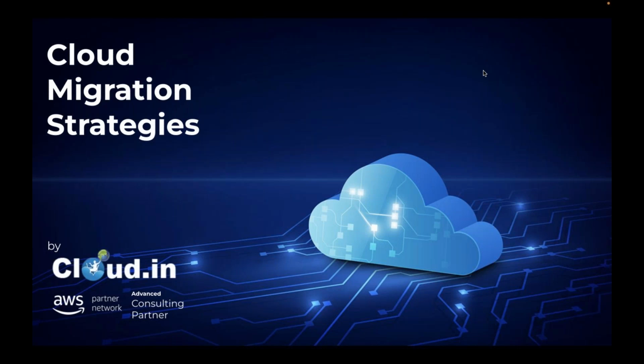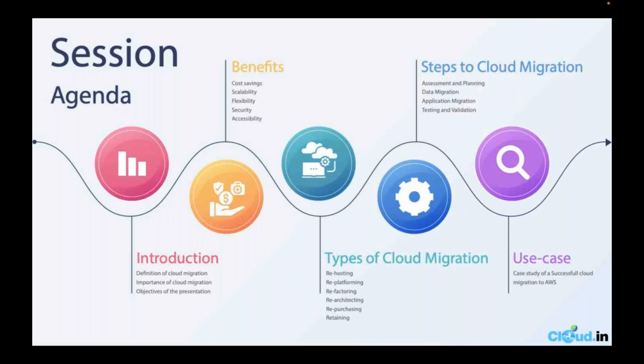Let us first start with the session's agenda. Today we will be covering, firstly, the introduction: the definition of cloud migration, the importance of cloud migration, and the objectives of the presentation. Following this, we will see the benefits that we acquire by opting for cloud migration, which are cost savings, scalability, flexibility, security, and accessibility. Following this, we have the types of cloud migration, which are rehosting, replatforming, refactoring, re-architecting, repurchasing, and retaining. We will have a brief introduction and detailing of all the types.